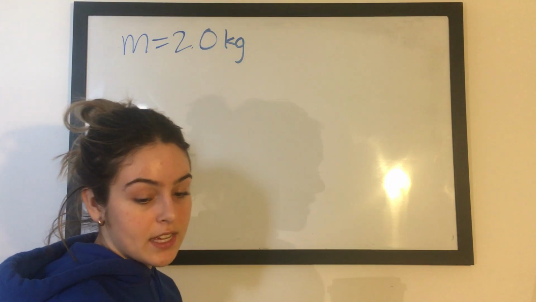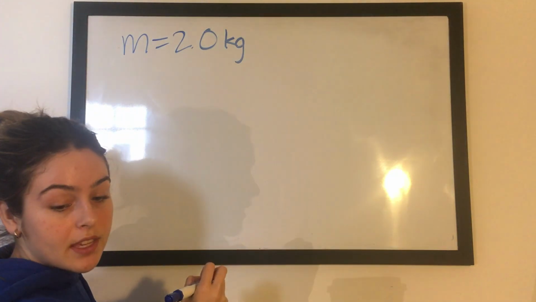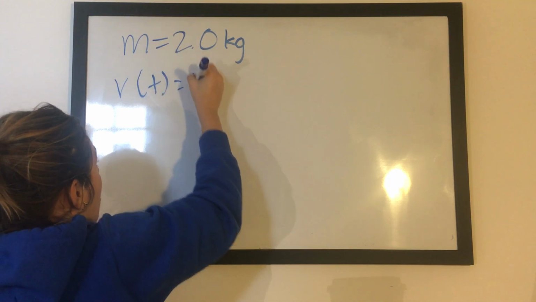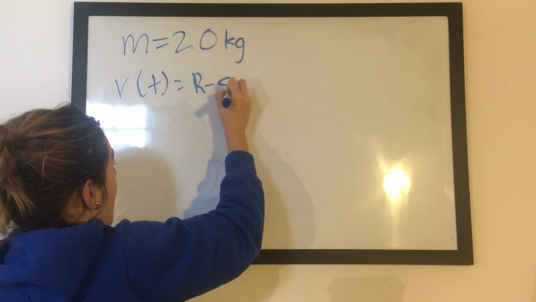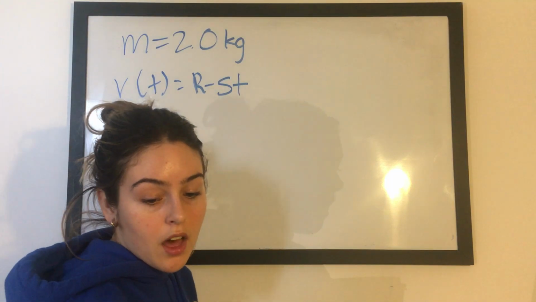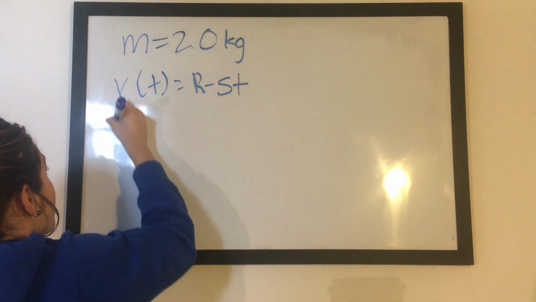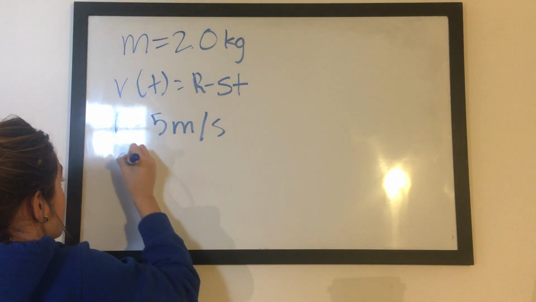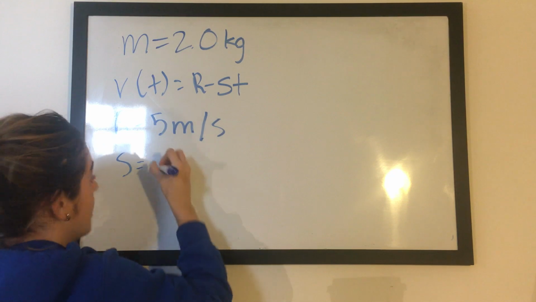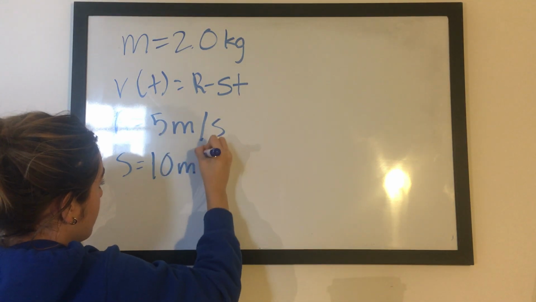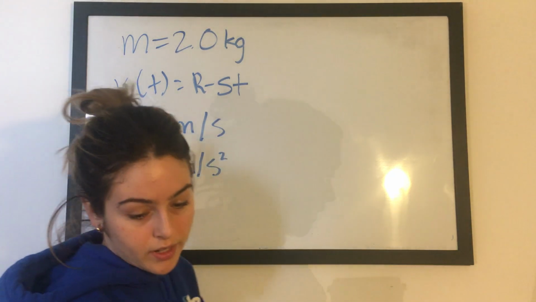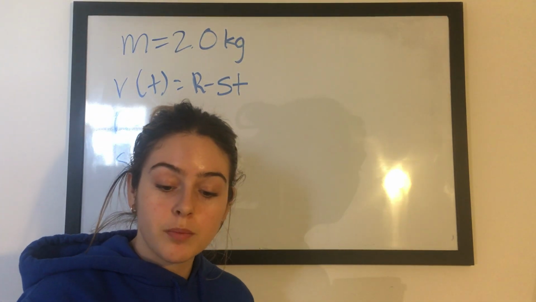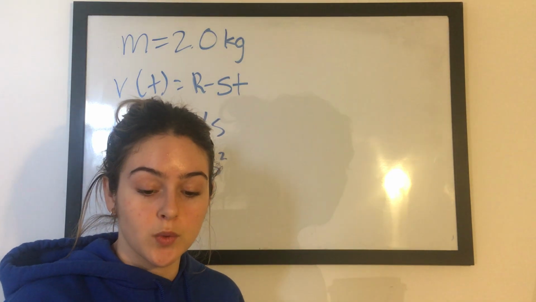The ball's velocity v is given as a function of time t by the equation v of t is equal to r minus s t, where r equals 5 meters per second and s is equal to 10 meters per second squared. The positive direction is upward. So the question is asking, what is the ball's acceleration at time t equals 1 second?